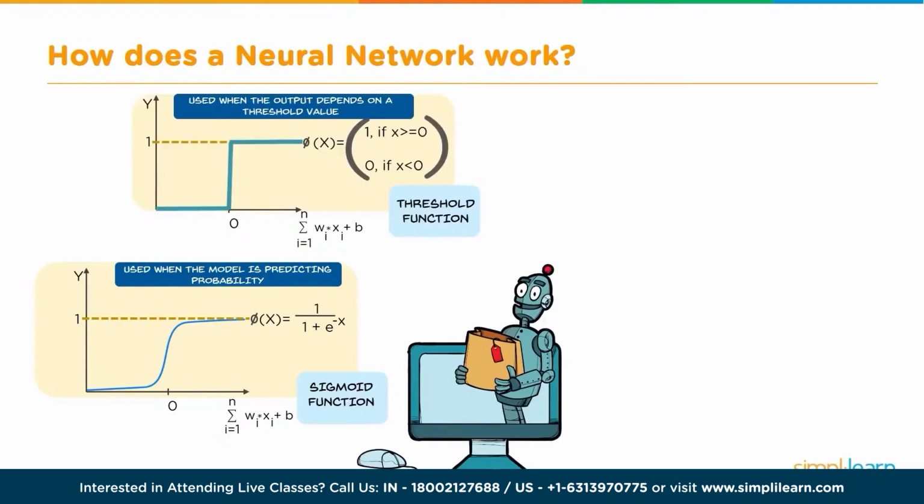Then there's the threshold function. If you don't want to worry about the uncertainty in the middle, you just say if x is greater than or equal to 0, the output is 1; if not, then it's 0. So it's either 0 or 1. Really straightforward. There's no in between in the middle.